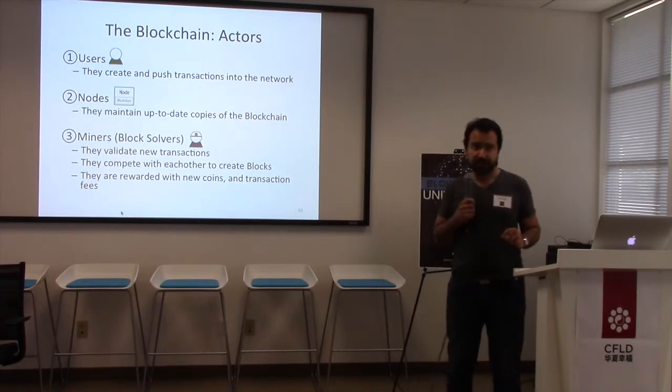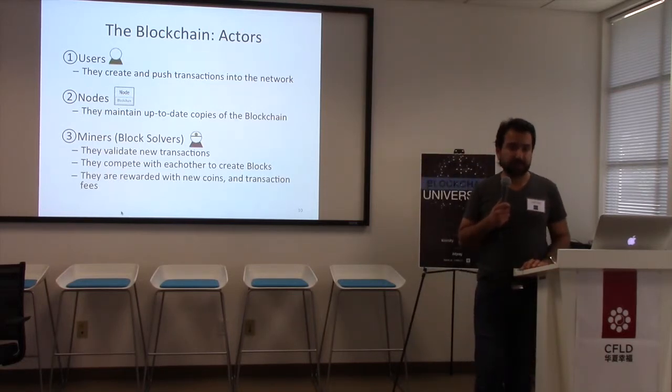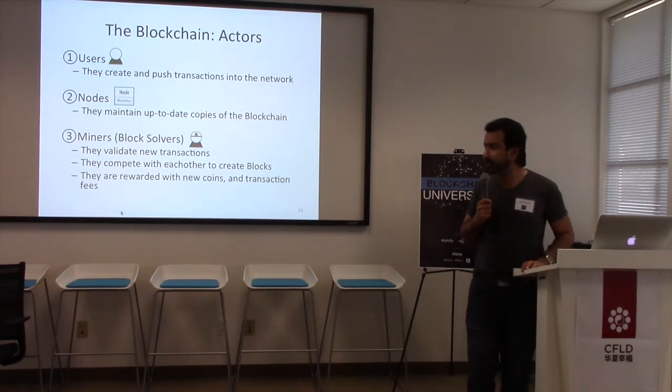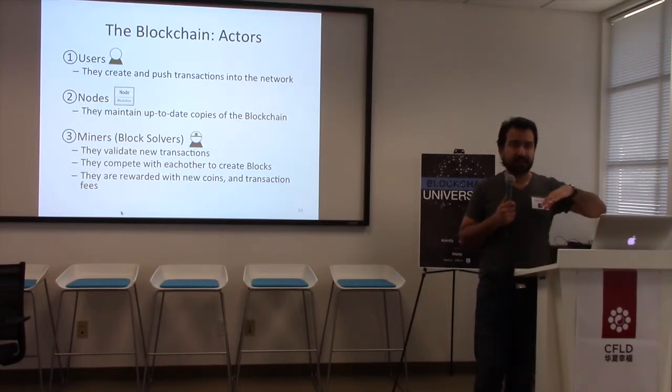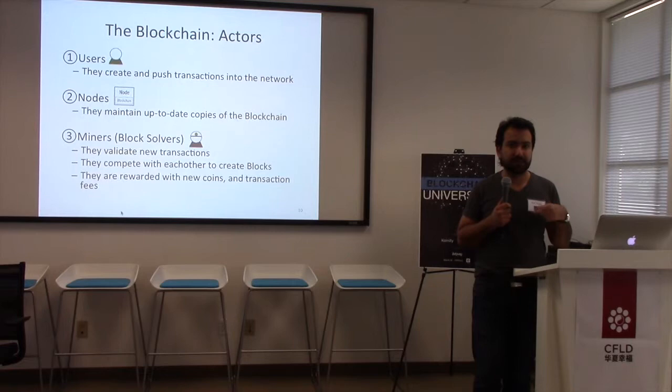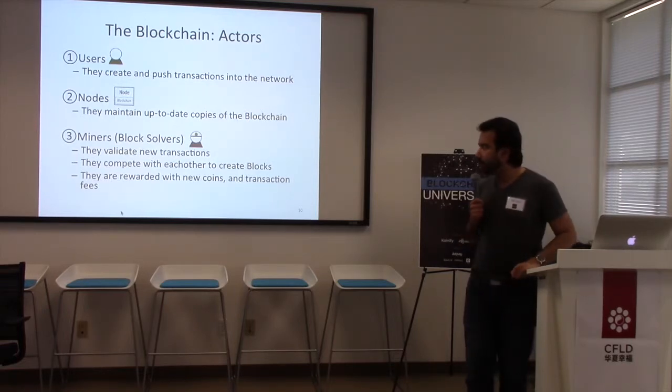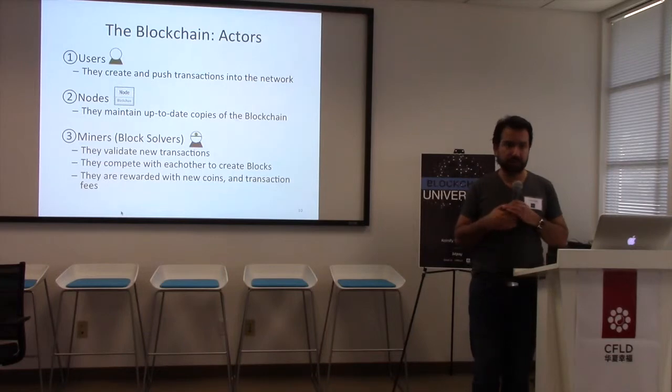The third actors are miners. These are the people, or nodes, that validate the new transactions. These are the people that have set up a few stadiums worth of ASIC farms. They're trying to churn out computations. You might have heard about them in the news. What they're trying to do is, with all those computers, find the next block so they can get the reward from the blockchain.